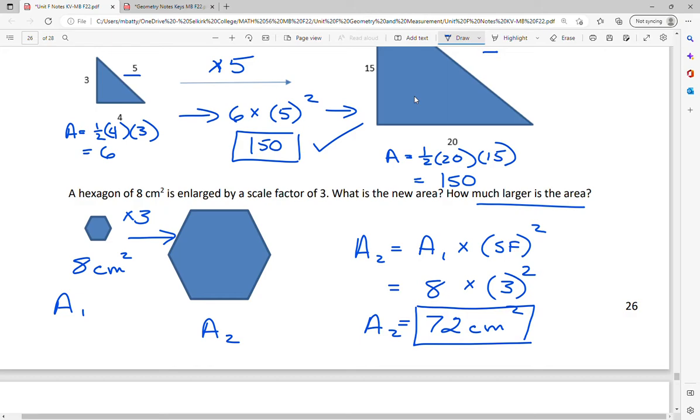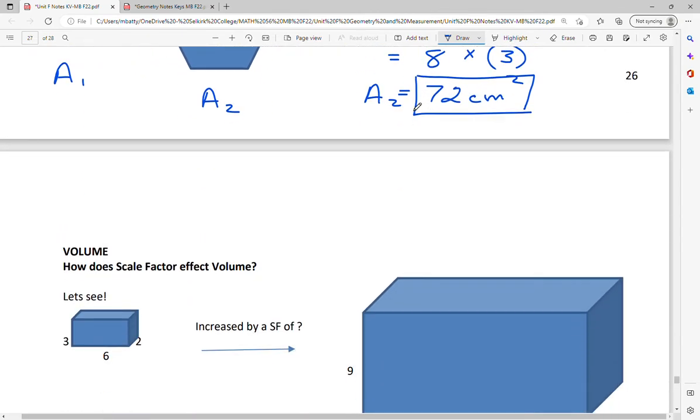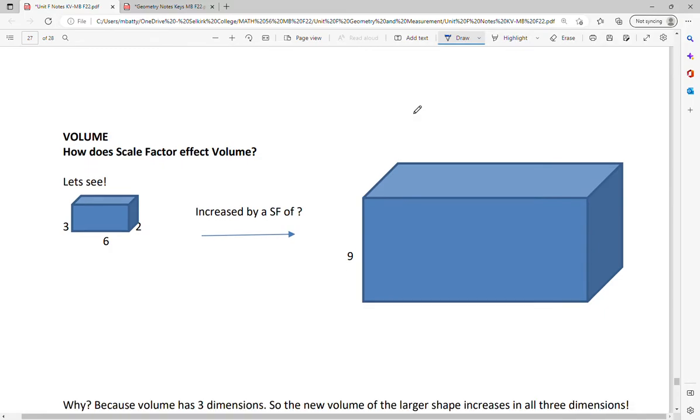We're going to do the same thing here with volume, and then we have a few questions that are kind of mixed up, which makes you kind of stay on your toes. So we're going to do the same thing about scale factor and how it affects volume. So we can have a box that's increased by a scale factor. In this one, it's asking you, what is that scale factor that it's increased by? And if you know that, could you fill in the other sides of the box?